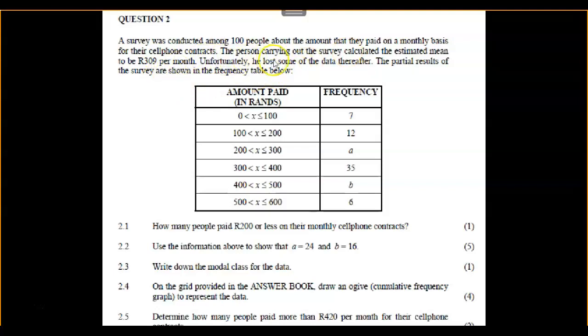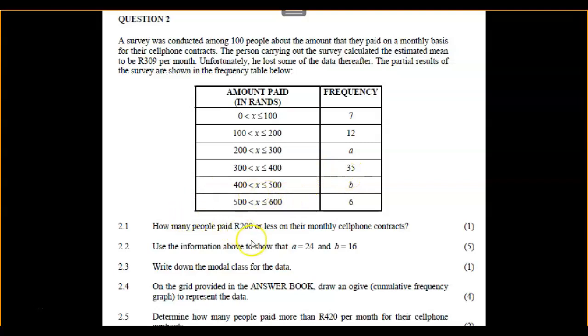Unfortunately, he lost some of the data thereafter. The partial results of the survey are shown in the frequency table below. When they say partial data, they've already alluded to the fact that some of the data was lost. So that gives us unknowns, and the unknowns here are A and B. At a later stage, we would have to determine those. So let's have a look at the first question.